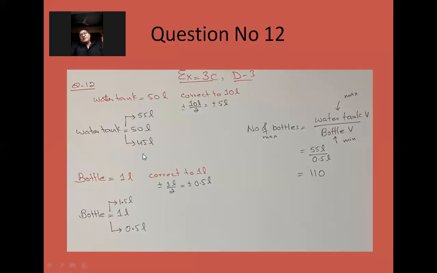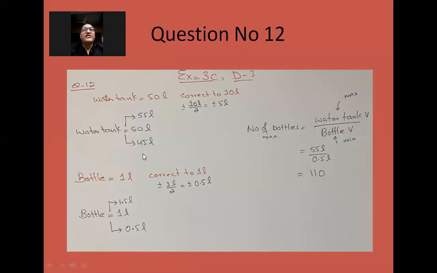Now, because you want the maximum answer from this division, the numerator must be maximum and the denominator must be minimum. So the volume of the water tank should be taken maximum. We have to take its upper bound. And the volume of the bottle, which is in the denominator, should be minimum, so you should use its lower bound. So for the water tank volume, I will use its upper bound, that's 55 liter, and the lower bound of the volume of the bottle, that's 0.5 liter.